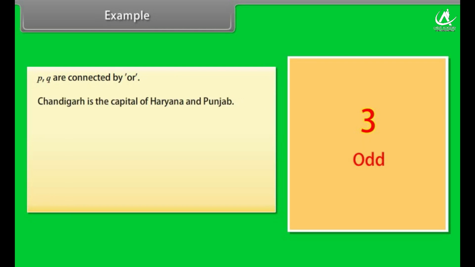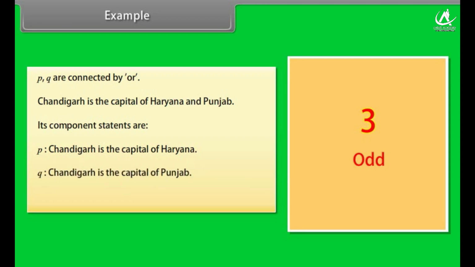Chandigarh is the capital of Haryana and Punjab. Its component statements are: P is a statement that Chandigarh is the capital of Haryana. Q is a statement that Chandigarh is the capital of Punjab. P and Q are connected by and.